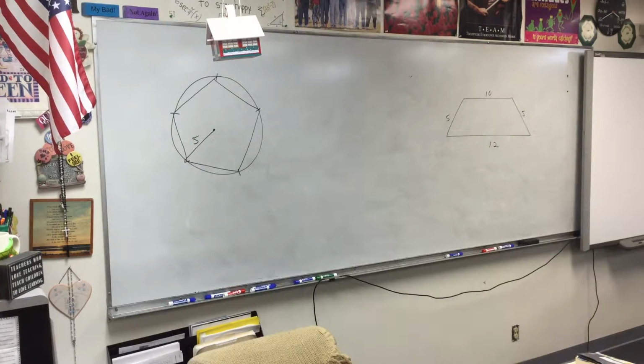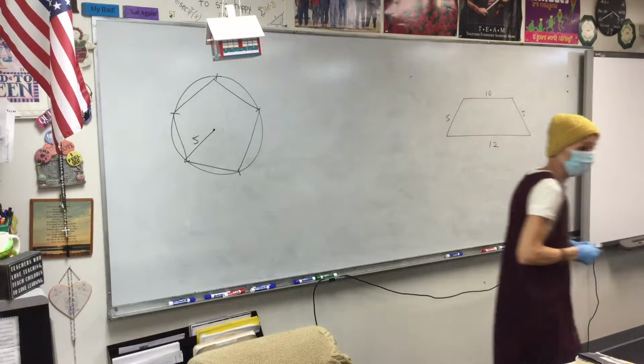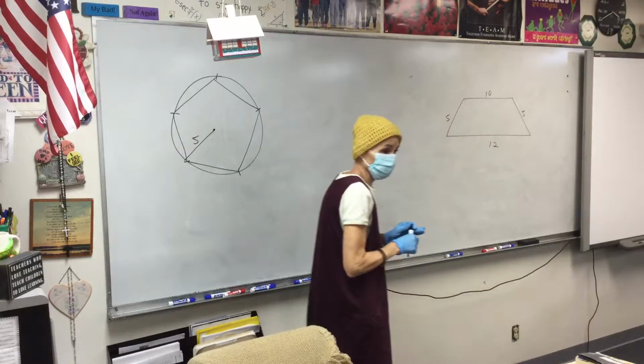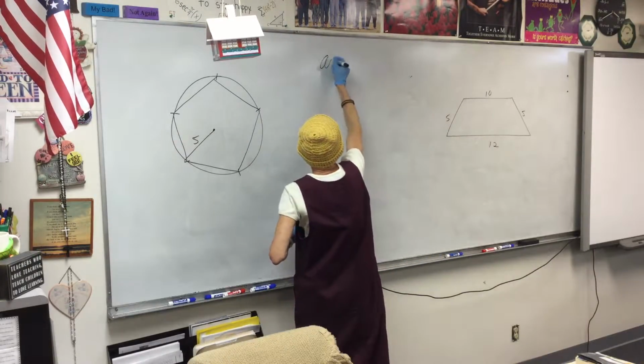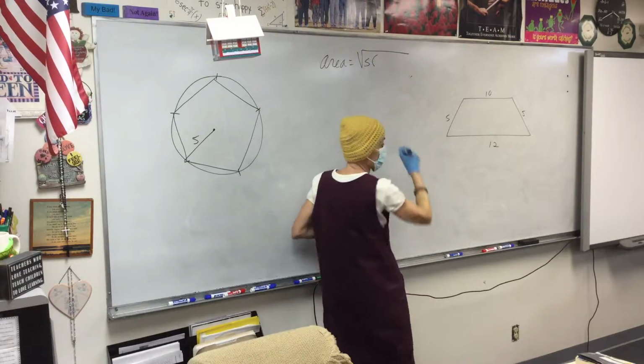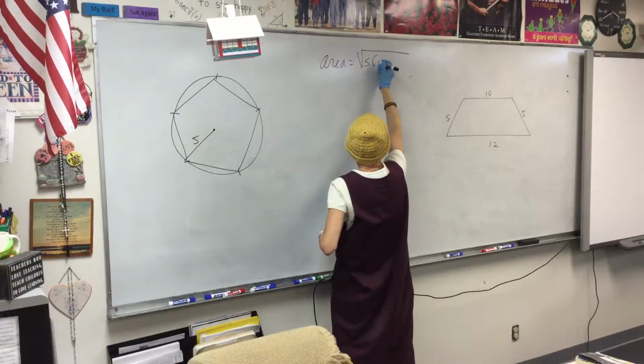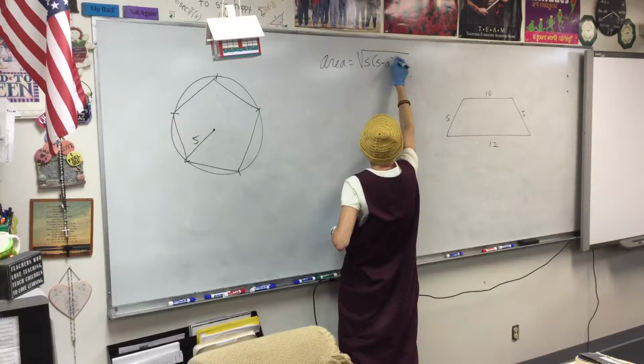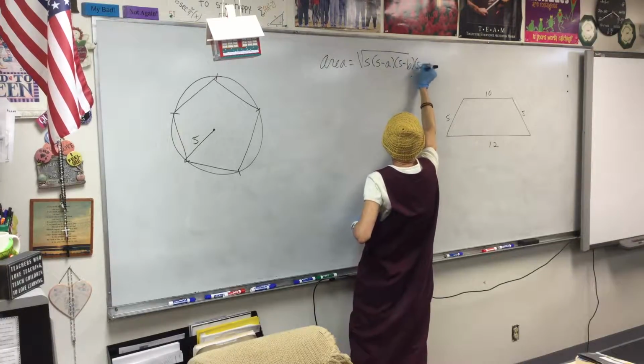Does anybody remember anything about the two new ways of finding the area that we have? Anybody remember what they are? Either one of them? Nick? If it was all sides, it was the square root of the semi-perimeter times the semi-perimeter minus each side length. And we call that the semi-perimeter. Yep. Exactly. Did you remember that on the quiz?